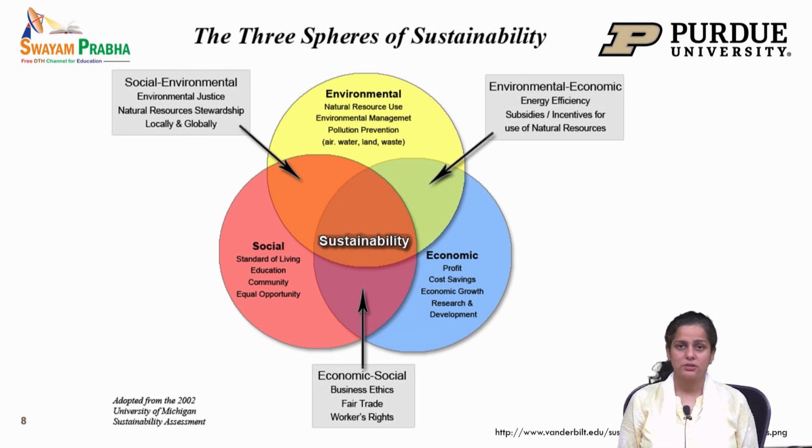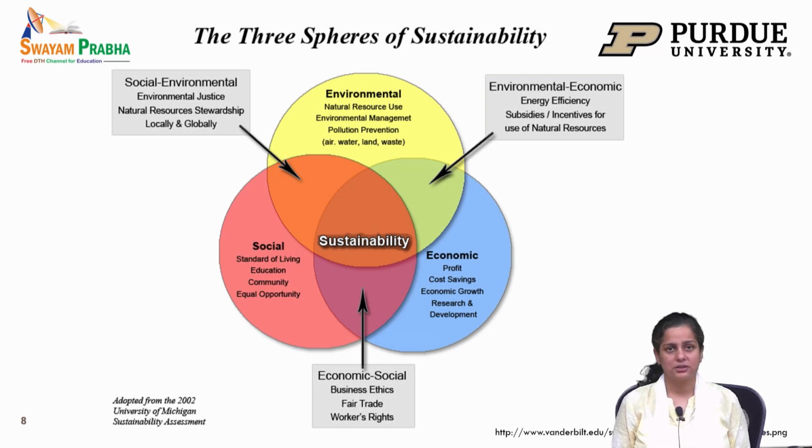When we think about the intersection between these spheres, such as environmental and economic, we talk about things like energy efficiency. Energy efficiency not only addresses the concerns in the environmental sphere of sustainability, but it also helps the economic, because you can increase your profit by doing more with less energy. Similarly, at the intersection of the social and environmental, we have environmental justice and natural resource stewardship, and locally and globally, we are looking at how we can maintain societies and communities that can function well with the environment.